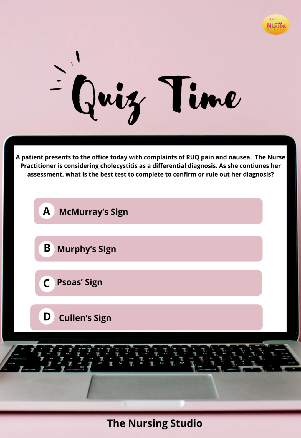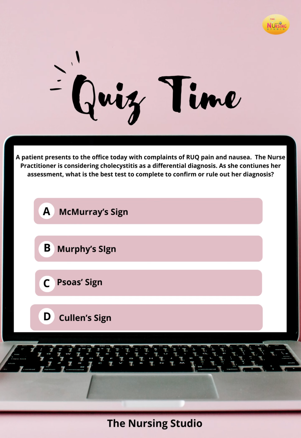And if they're wincing, grimacing from pain, that's a positive Murphy sign. Ding, ding, ding for cholecystitis. And then C, psoas sign, and D, Cullen sign. That is not cholecystitis, right? Psoas sign, the obturator, those are for appendicitis, commonly used for those. And then Cullen sign is commonly used for pancreatitis.